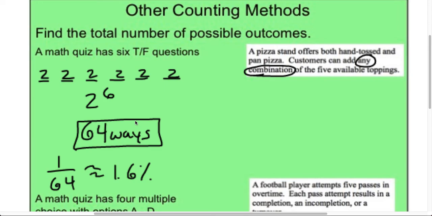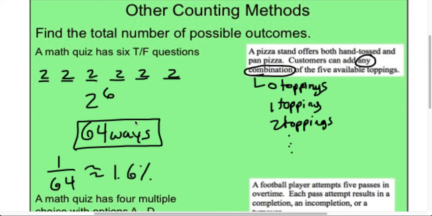It says any combination of 5 available toppings. So keep that in mind that you could have 0 toppings. You could choose that, 0 toppings. You could have 1 topping. You could have 2 toppings. Or you could choose all 5 toppings because it's any combination. Okay, so here's what that would look like.